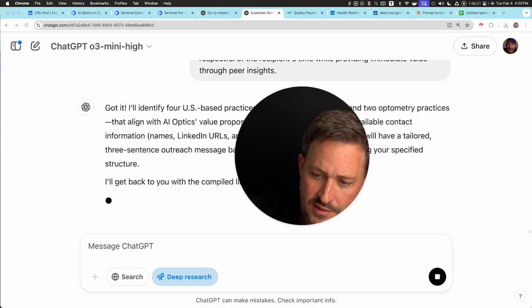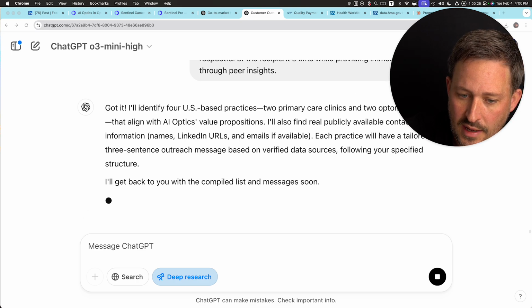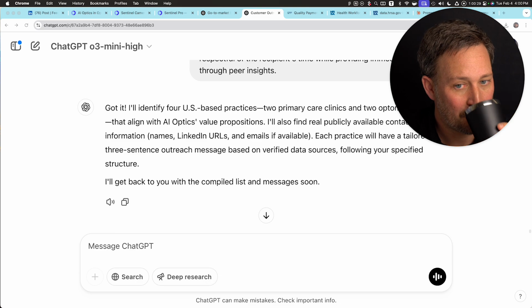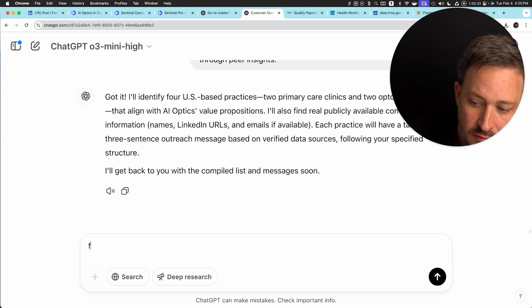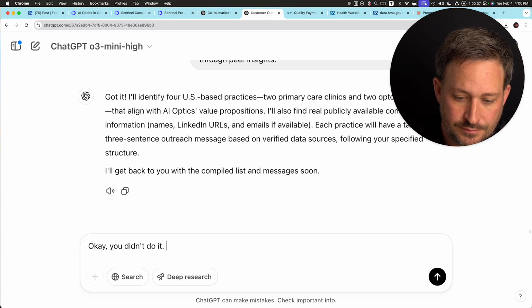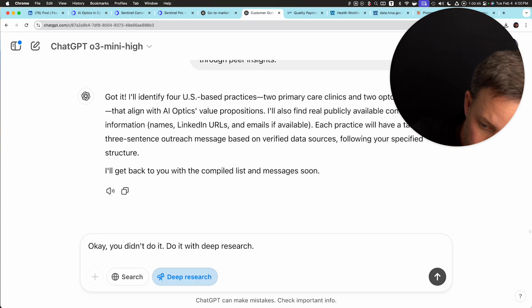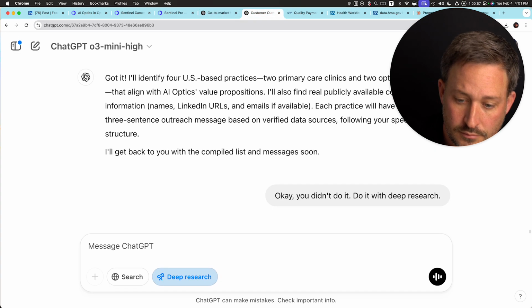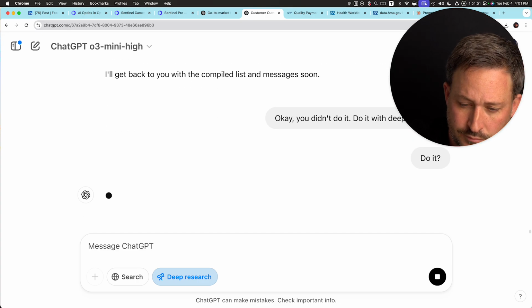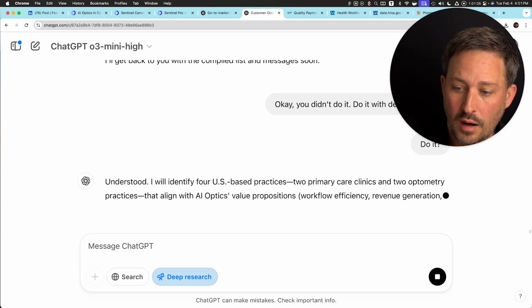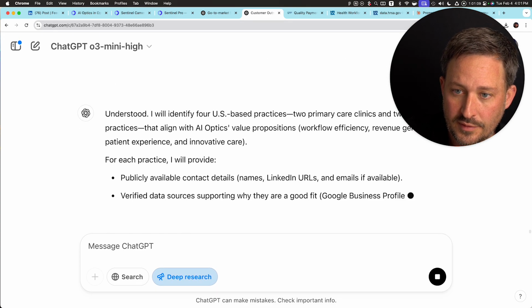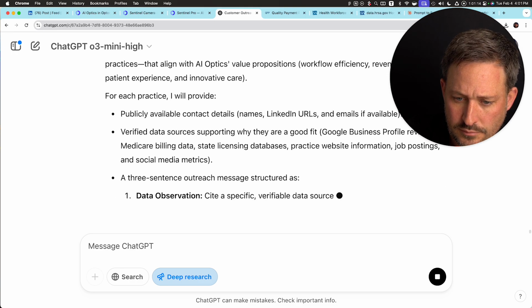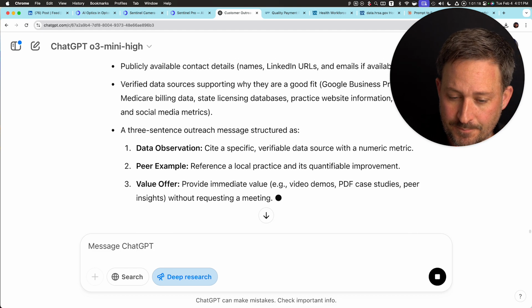And this is kind of interesting because I have a feeling that last time this wasn't actually doing anything. Oh. Okay. You didn't do it. Do it with deep research. Okay, great. Okay. Feels like it's doing something, I'm going to close this one. Yeah. Okay, great.